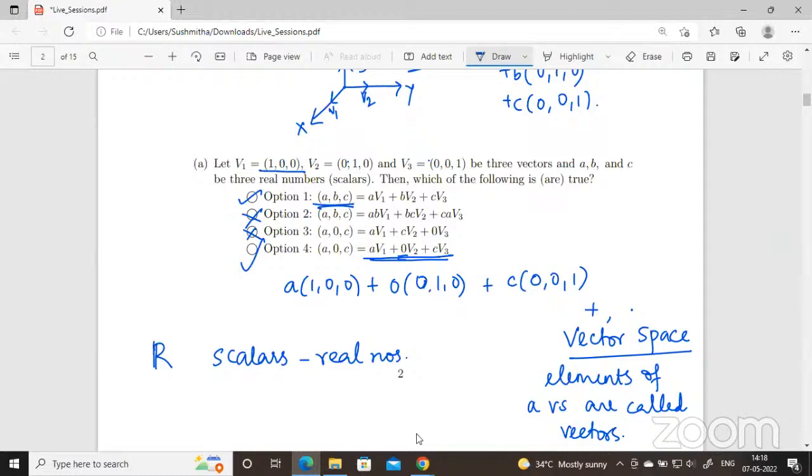No, there is no multiplication. There is only addition and scalar multiplication. So these are the only two operations for a vector space.